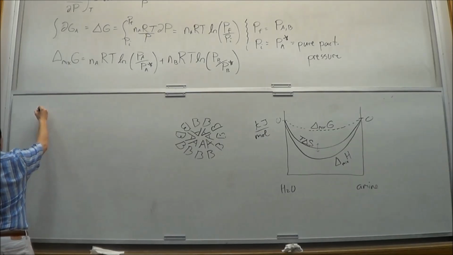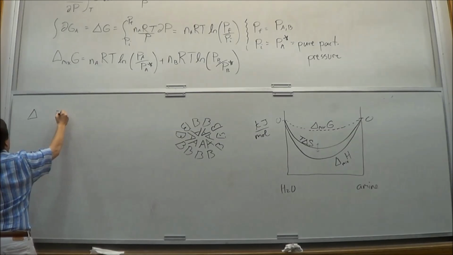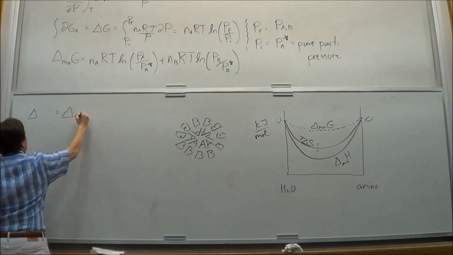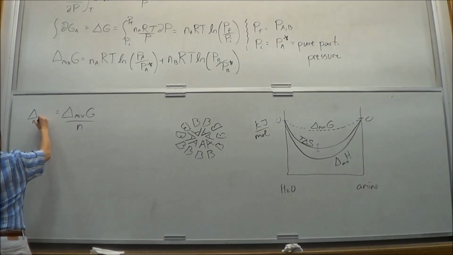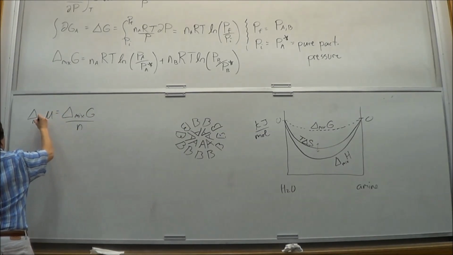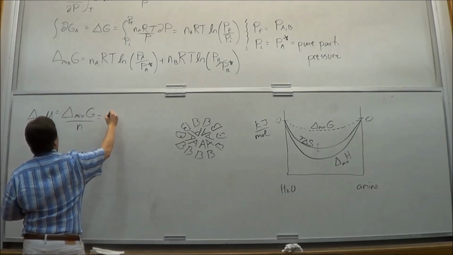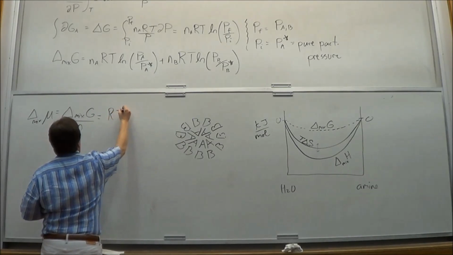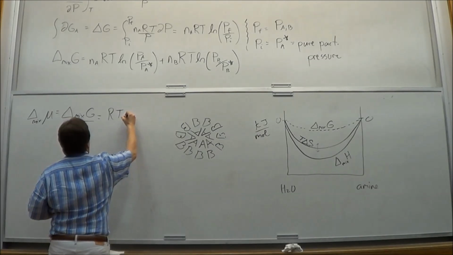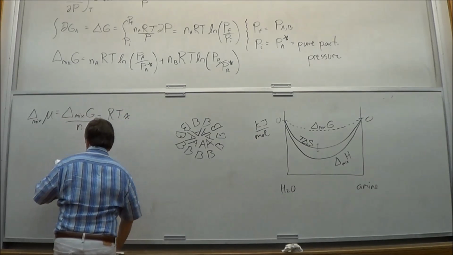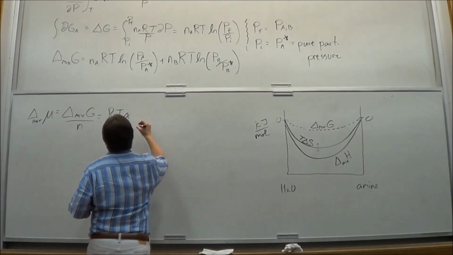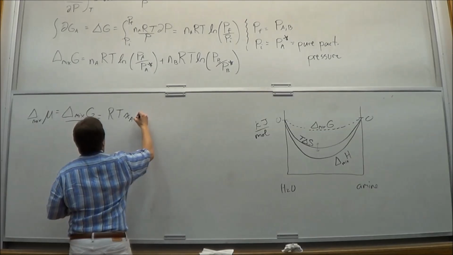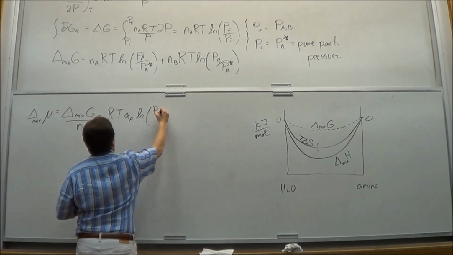Okay, let me divide by n, because if I divide by n, I've got the chemical potential. Sorry, I wrote that kind of funky, and that means I've got RT. How do I want to do this? Chi A. I'm heading for ln chi A, but I'm not quite there yet. I'm going to still put this as partial pressures.